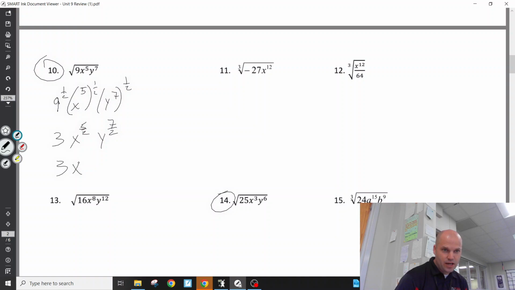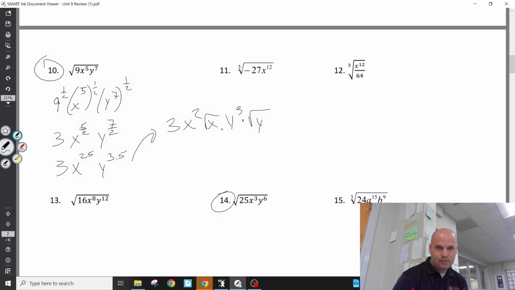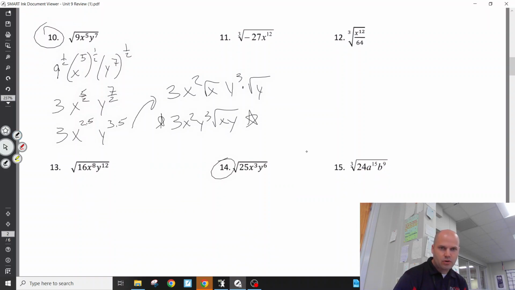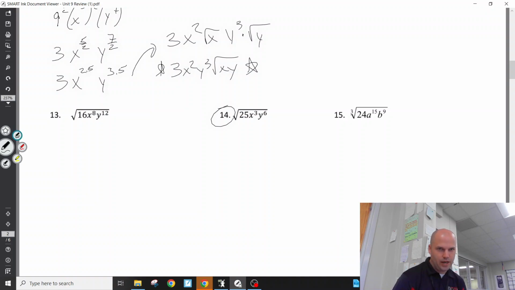5 halves, if you type it into your calculator as a decimal, is 2.5. 7 halves is 3.5. Why do I do that? Because we can have 2 x's and another half of an x. So x squared times root x is x to the 2 and a half. Y to the 3.5 is y cubed times the root of y. That's 3.5. You would probably see this answer choice on your test. Didn't think it was going to show up on the test, but I think it's going to. But I think we'll be okay with it, and we'll make sure we review it.